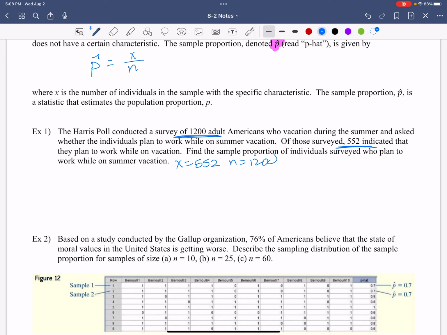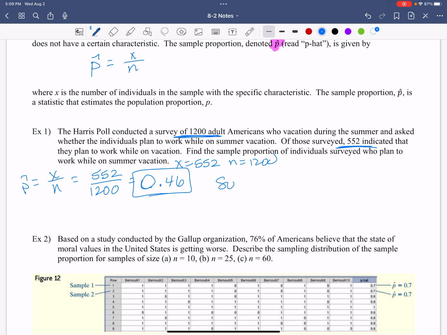That's the total. So p hat in this instance is x divided by n, 552 divided by the 1,200 total. If you do this division, let's take it to 2 decimal places. What do you get? I have 0.46. Is that what you get? Nice. So we can write this as the Harris Poll estimates that 0.46 or 46% of adult Americans who vacation during the summer plan to work.